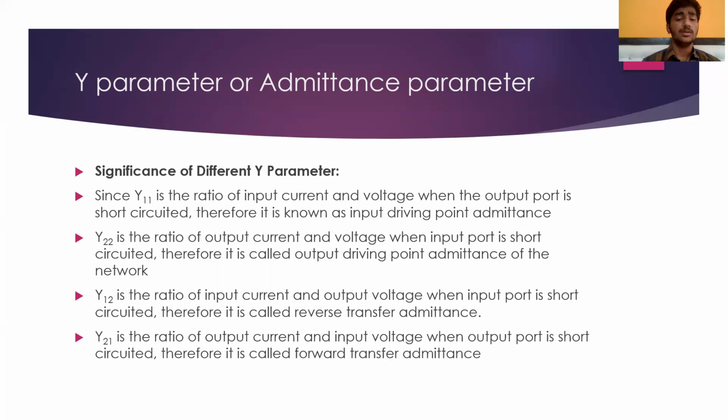Y12 is a ratio of input current and output voltage when the input port is short circuited, therefore it is called reverse transfer admittance. Y21 is a ratio of output current and input voltage when the output port is short circuited, therefore it is called forward transfer admittance.